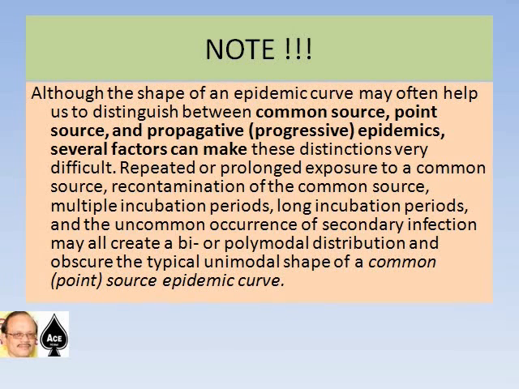Note that although the shape of an epidemic curve may often help us to distinguish between common source, point source, and propagative or progressive epidemic, several factors can make these distinctions very difficult. Repeated or prolonged exposure to a common source, recontamination of the common source, multiple incubation periods, long incubation period, and the uncommon occurrence of secondary infection may all create a bi or polymodal distribution and obscure the typical unimodal shape of a common or point source epidemic curve.